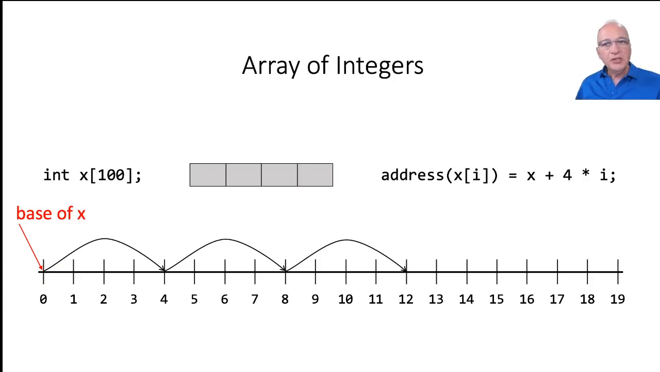If I want to compute the address of the position i of the array, what I need to do is to take the base of the array, x, which is the address of the element 0 of the array, and then add 4 times i to that value to obtain the address.